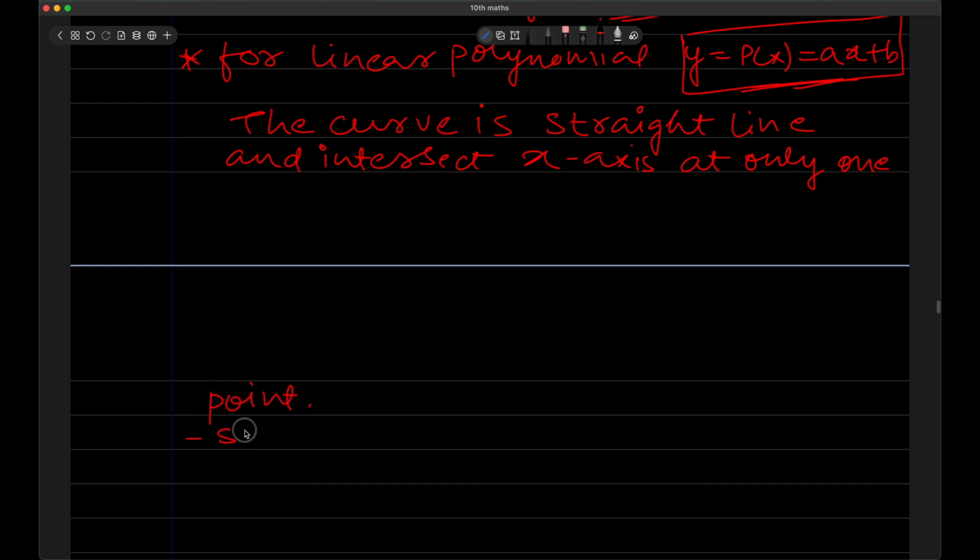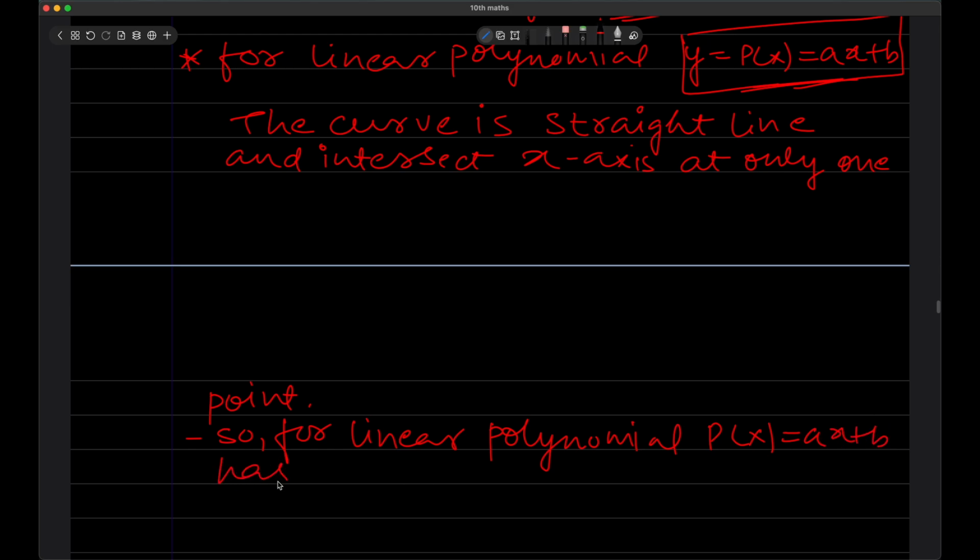So a linear polynomial p of x equals to ax plus b has only one zero of the polynomial.